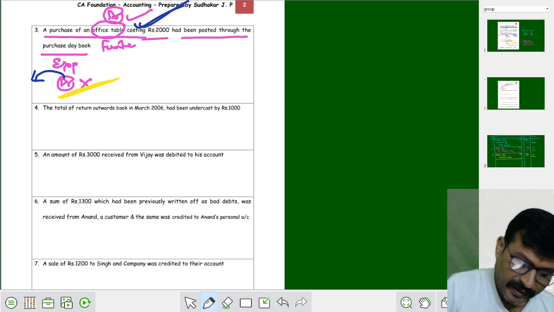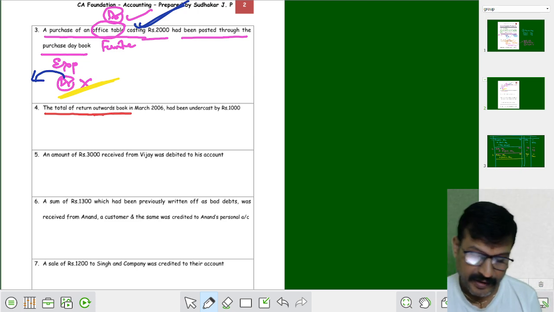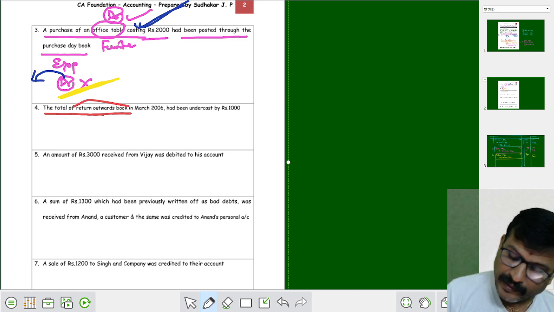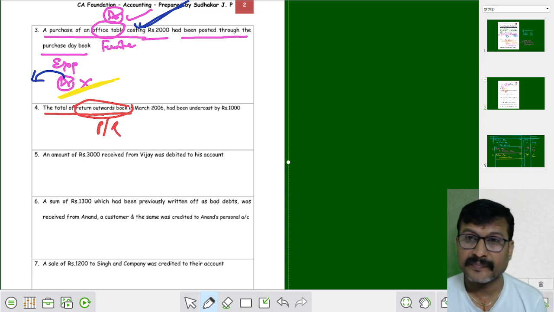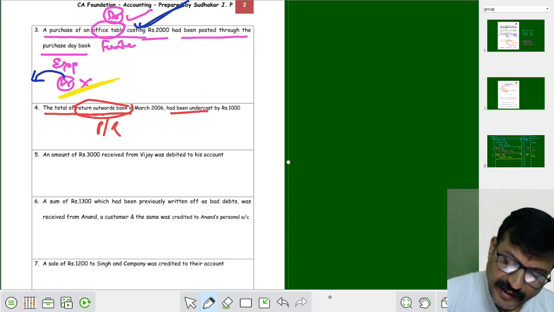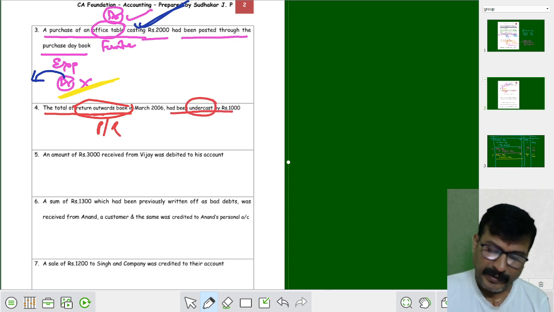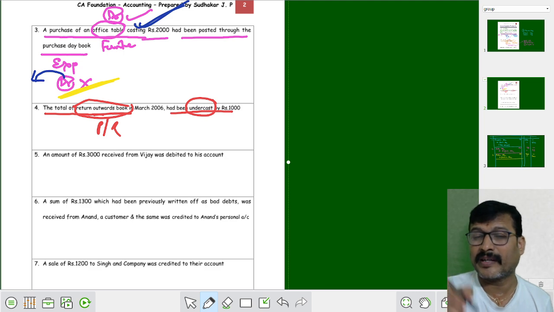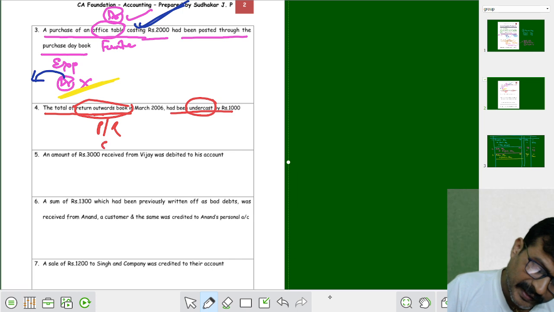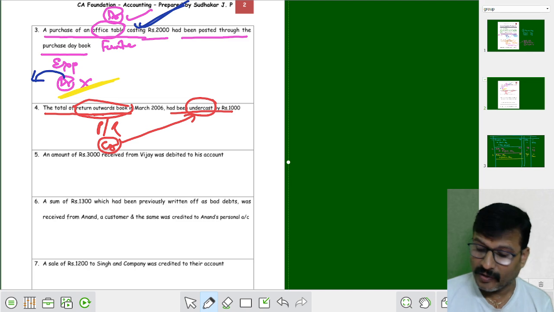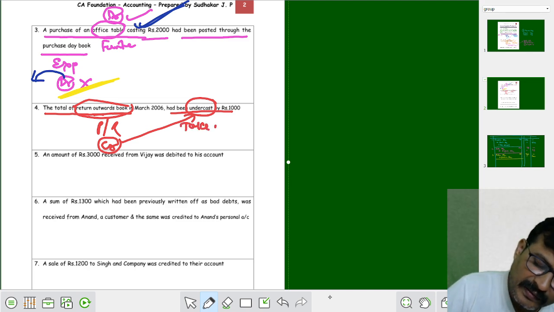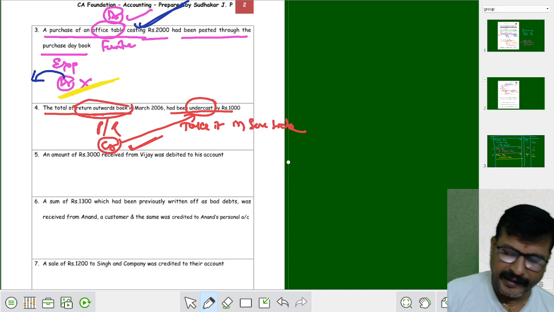See the next one. Total of sales return outward book. My dear student, what do you mean by return outward book? Return outward book means purchase returns. It had been undercast. Now, purchase returns means purchases comes in the debit side. Purchase returns means it is of credit balance. You have taken it as an undercast. When it is an undercast, take it on the same side. Same side means we have to take it on the credit side.